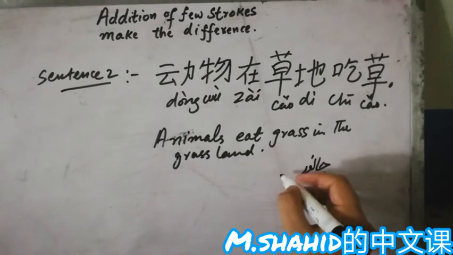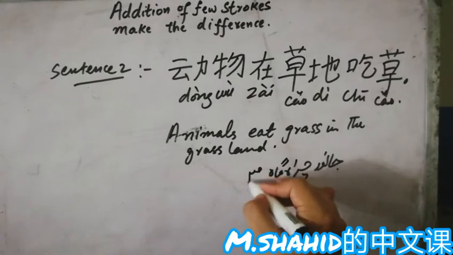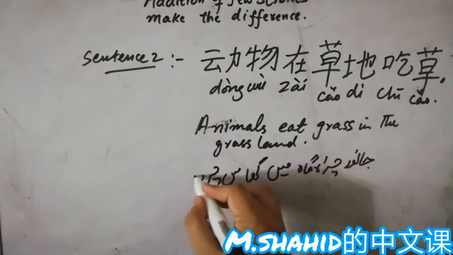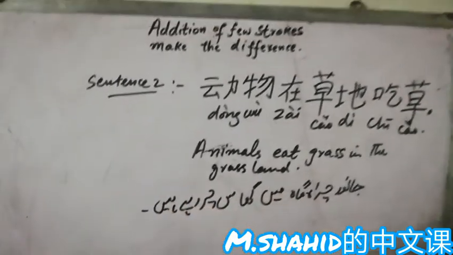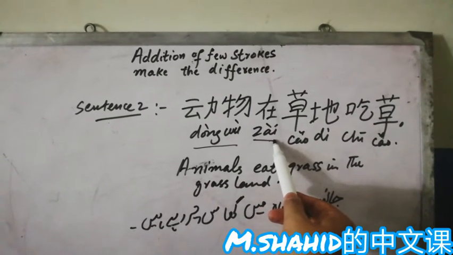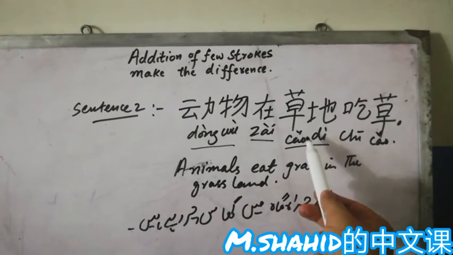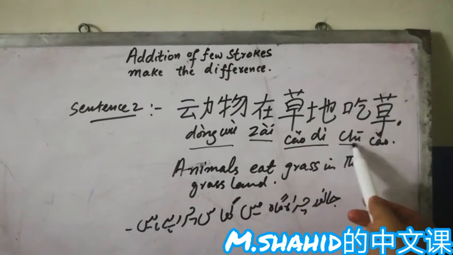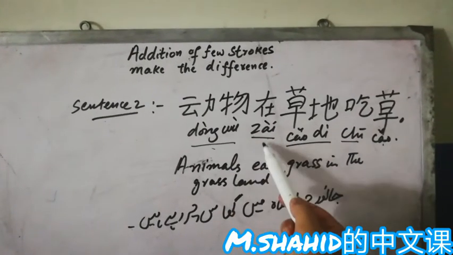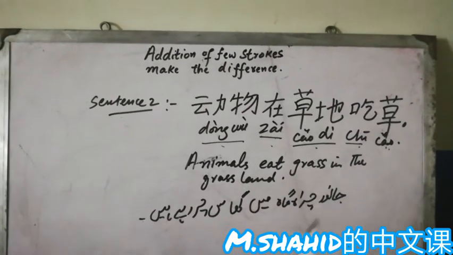In Urdu: Janwar charagah mein ghas char rahe hain. Dongwu means animal. Zai, a preposition, means at. Cao di means meadow, grassland. Chi, to eat. Cao, grass. Animals at grassland eat grass. Animals eat grass in the grassland.